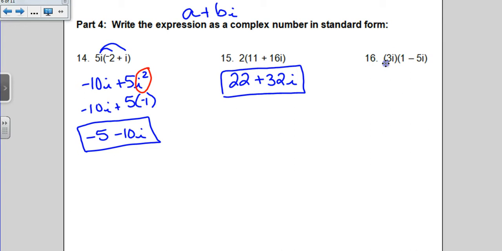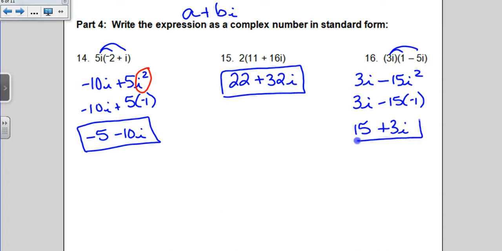Now here for number 16, when you distribute the 3i, you get 3i minus a 15i squared, and then we have the same issue as before. The i squared is really a negative 1. So here you have a negative 15 times a negative 1, and that becomes a positive 15, and then it's a positive 3i.